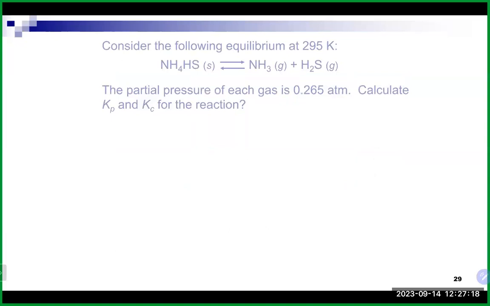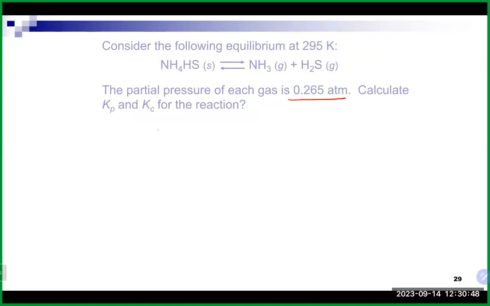Let's try one more here. Consider the following equilibrium at 295 Kelvin. The partial pressure of each gas is 0.265. Okay, so taking a look here, obviously in this case, we do have the pressures given to us. So KP would be a good place to start.